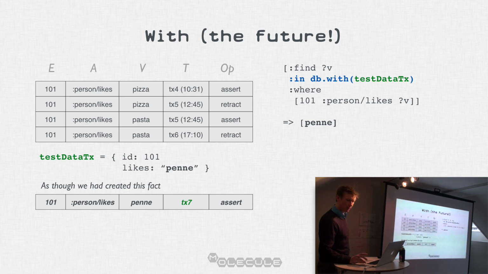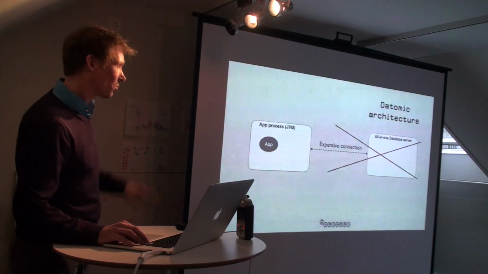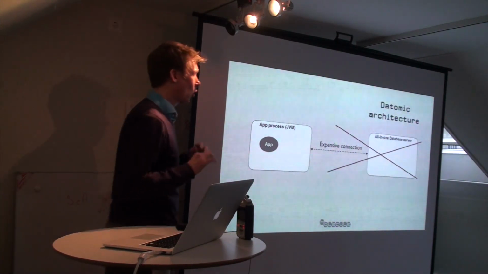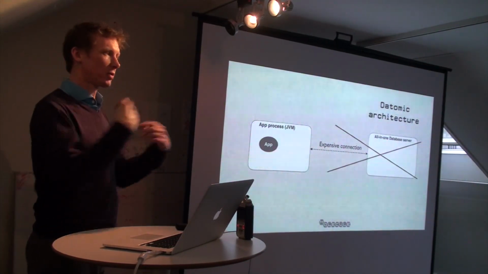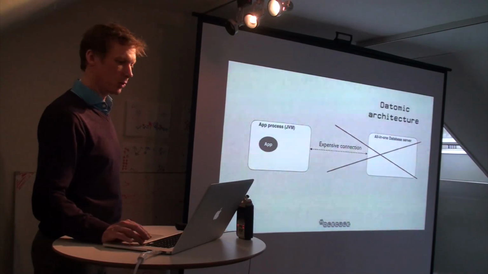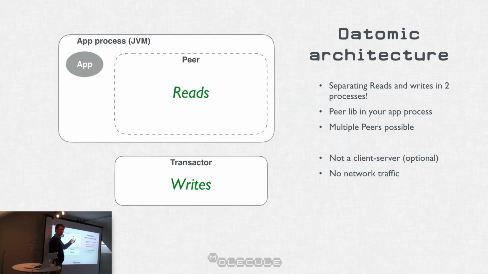So I'll have a look a little bit into how they structured the architecture, because normally many databases are an all-in-one database server that you have some network connection to. So you ask for data and you write data to a separate database server. So what they call a peer is basically a class that gets instantiated inside your application process. And then they have a transactor, which is a separate process that you start separately from your application. And those two talk together.